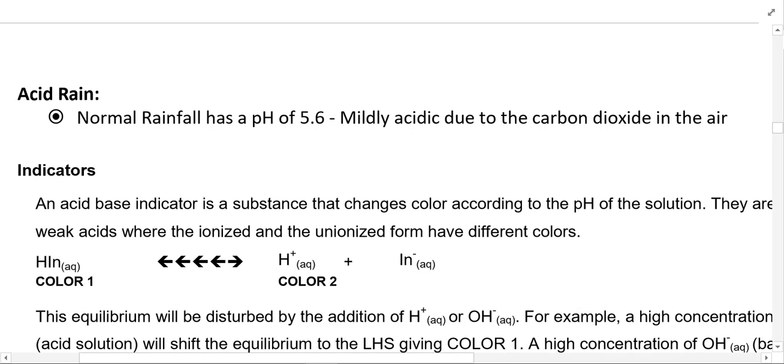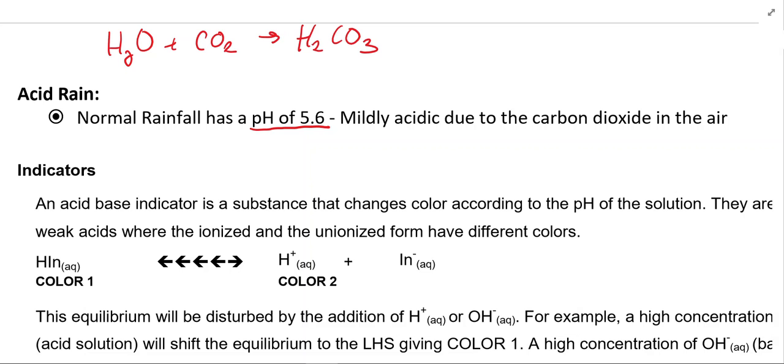So rainfall, as normal rainfall has a pH of 5.6, so it's slightly acidic. That's due to the carbon dioxide. So you have water plus carbon dioxide is going to produce carbonic acid. Now this is a weak acid, so it's not going to have full dissociation. However, it is an acid. So by itself, that's it.